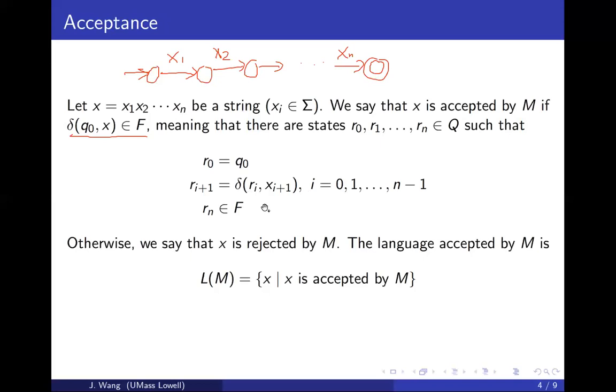So then we put all strings that are accepted by this finite automaton into a set, and we denote this set by L of M. This L of M is a language, and this language is accepted by M. We call this language a regular language.